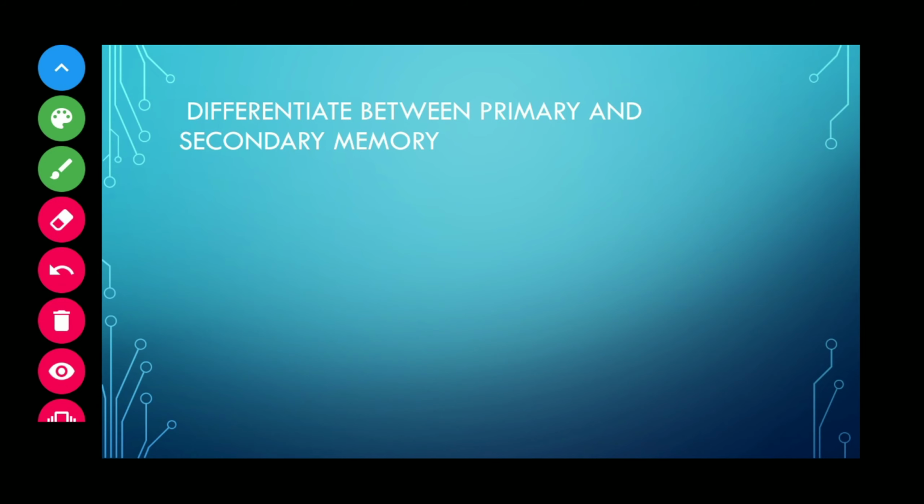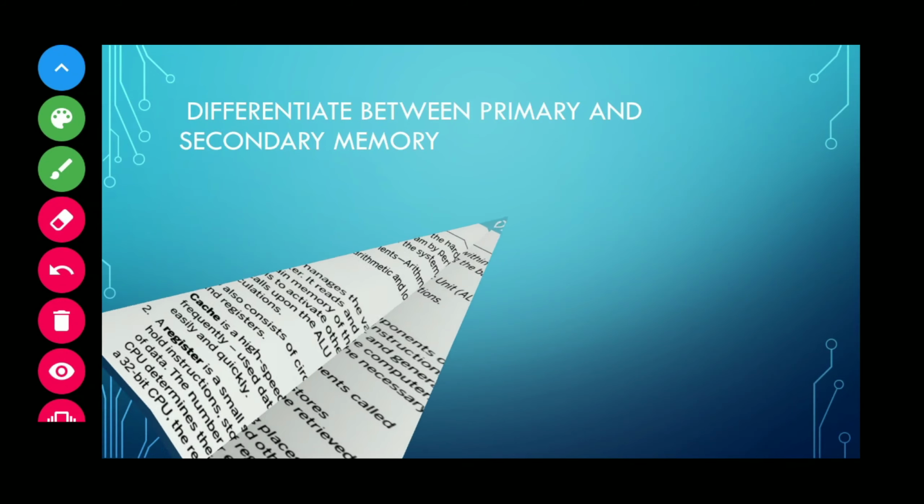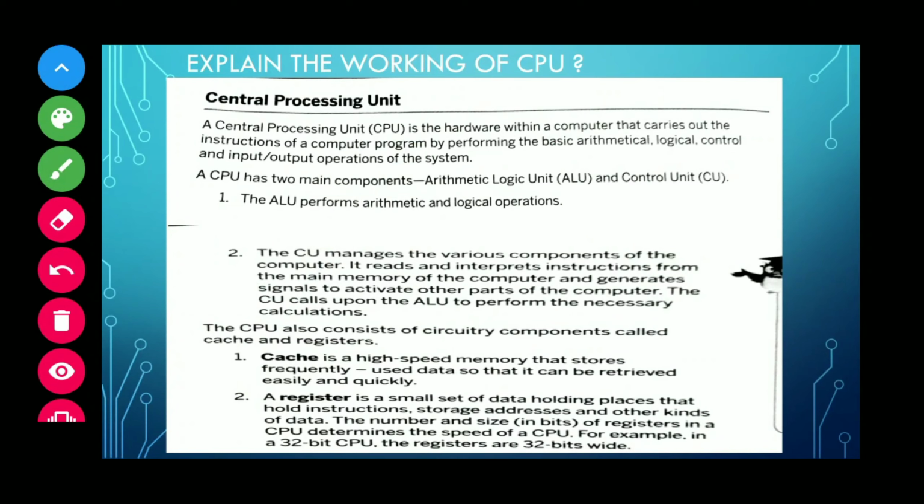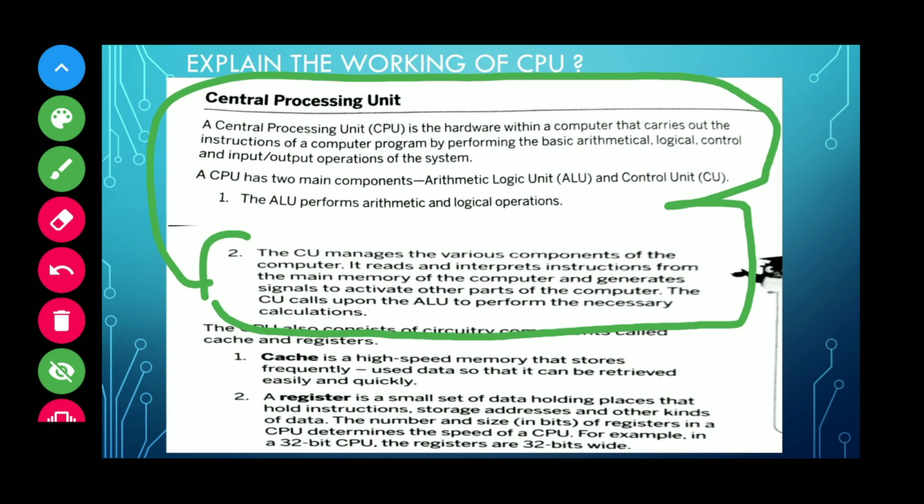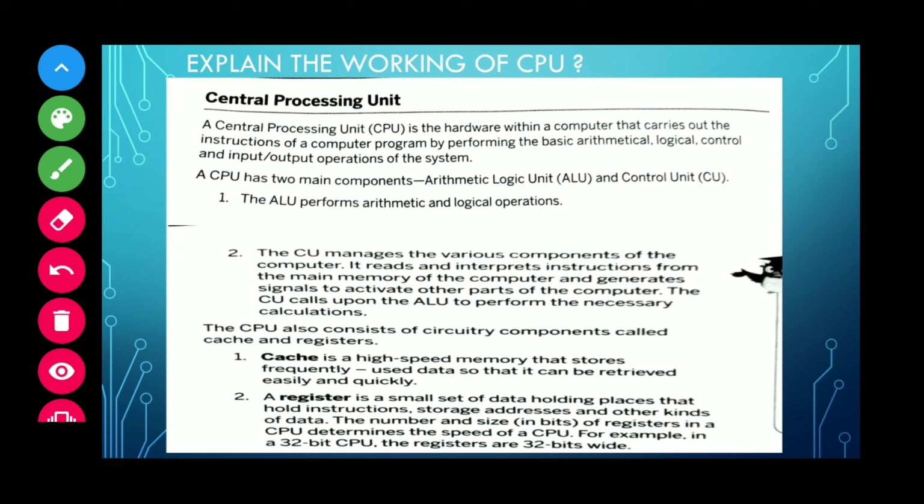So there is another question. I will explain first this question. The CU manages the various components of the computer. It reads and interprets instructions from the main memory of the computer and generates signals to activate other parts. Students, we have to understand that the whole processing of instructions is controlled by CU. So this is the whole answer you have to write. Explain the working of CPU. Okay, students. After this, you have to move ahead to the next question.